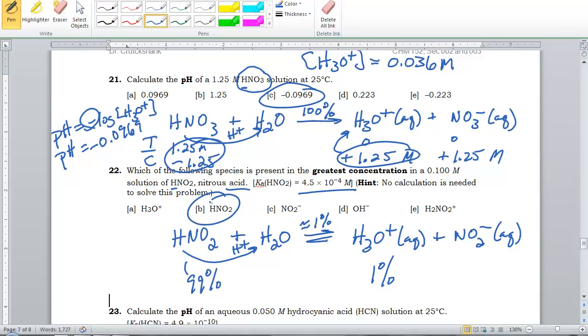All right. So what are we going to have in the greatest amount? Yeah, the weak acid. 99% stays as weak acid. We only get a small amount of product, hydronium and nitrite, the conjugate base. Now, hydroxide, if this is an acid, it produces hydronium, so you're certainly going to have more hydronium than hydroxide.